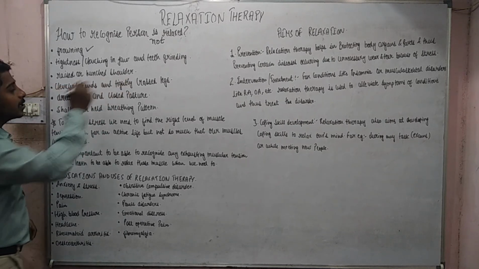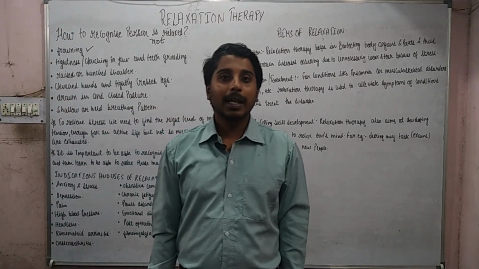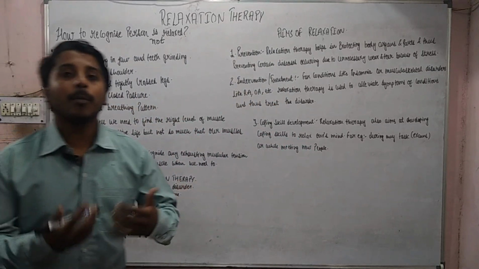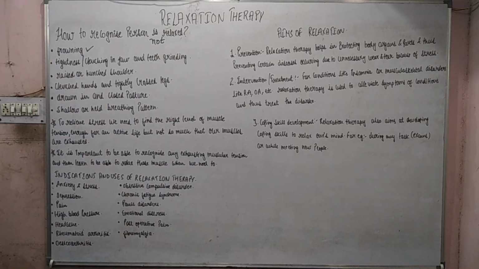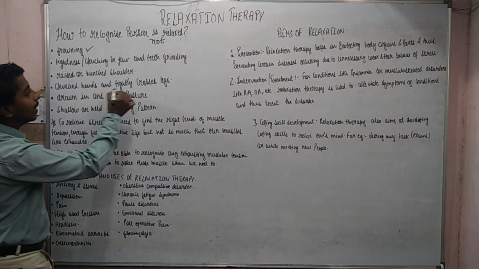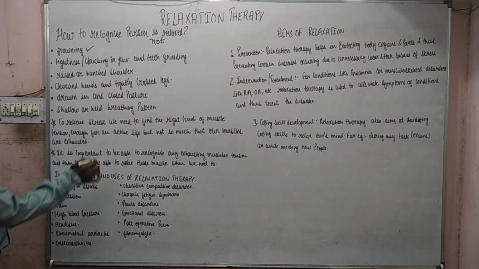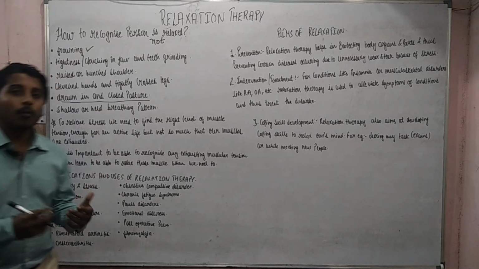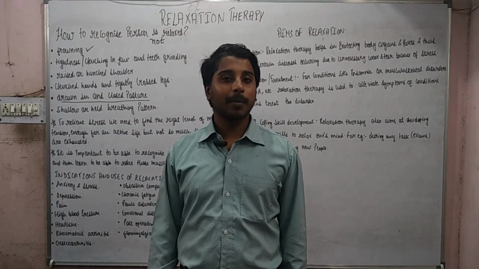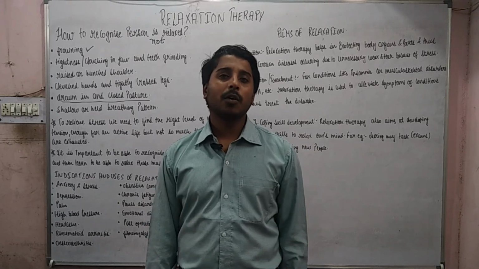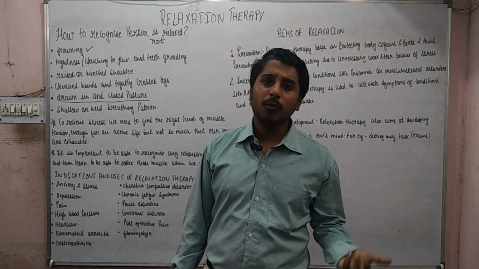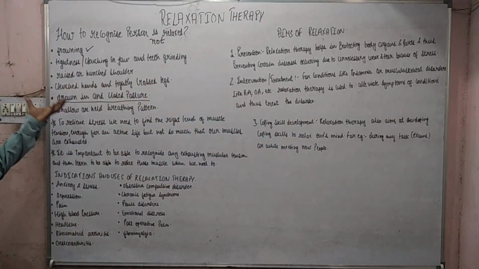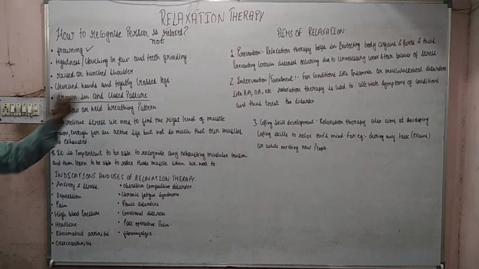Then raised or hunched shoulder. The shoulder will be slightly raised. Why? Because we are not at ease. Our body is tensed. Then clenched hand and tightly crossed legs is also a feature. Then drawn in and closed posture. The posture is not like this. I am normally standing like this, and if a person is not in a jolly mood and is very stressed, he will be like this. So here we can say that the person has a drawn in and closed posture.